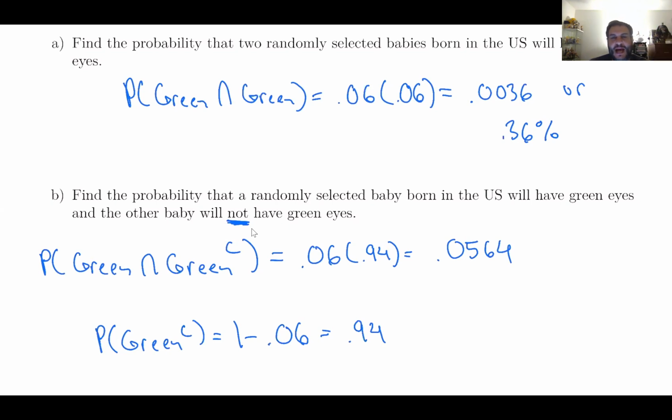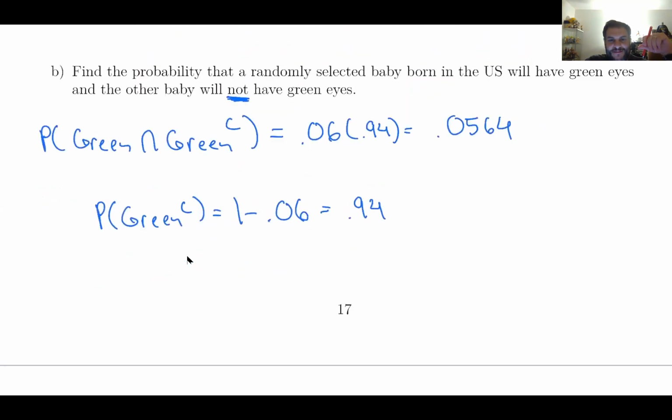So for B, that's how you wanted to do it, because for this one it's a little bit mixed, where the first baby had green eyes, but the second baby doesn't have green eyes. Any questions in regard to B before we move on? All right, so let's move on down.